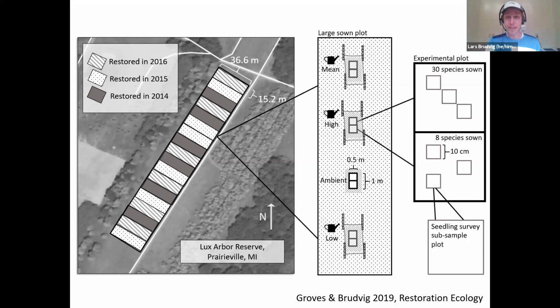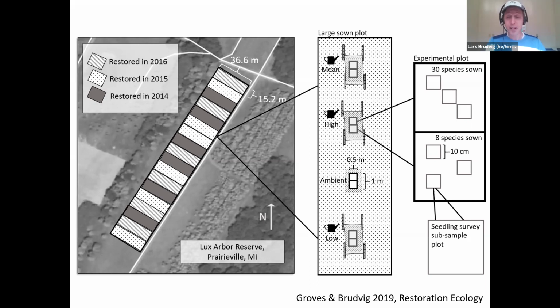So within these plots, then Anna wanted to know about how these different conditions influenced the emergence of species that were either seeded or not seeded, and their survival. She initially focused just on the first planting year, and I'll show you some of those results.